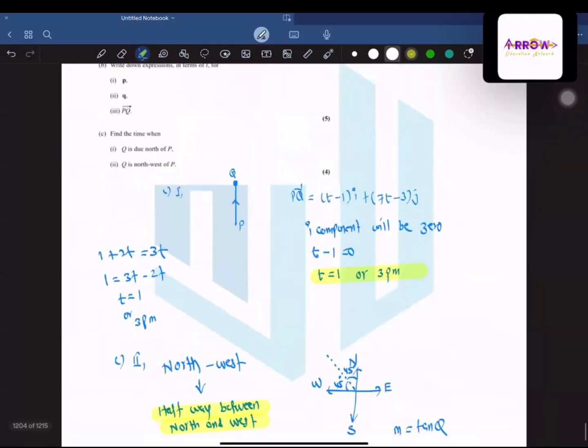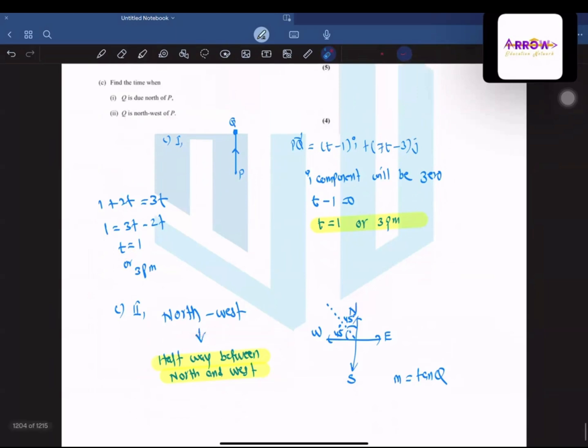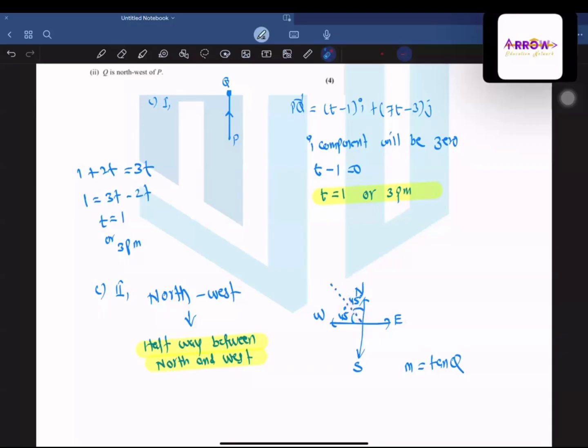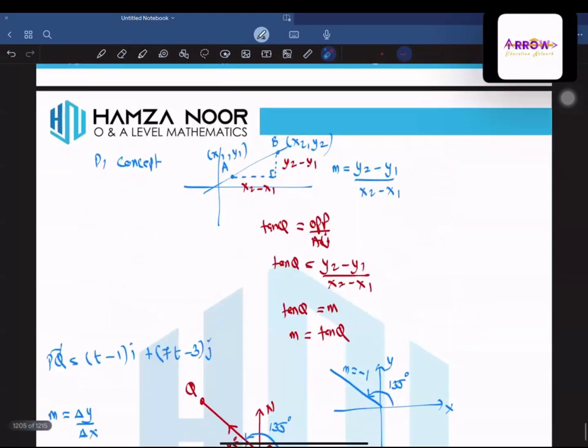So the requirement of the question was to find the time when shape Q is northwest of P, which means halfway between north and west. Halfway between north and west means that this line of action would act as an angle bisector of the angle between north and west. Since north and west are perpendicular to each other, the angle from this horizontal line is basically 45 degrees. So if I consider this whole obtuse angle in the relationship, gradient is equal to tan theta, which I established over here according to the P1 concepts.